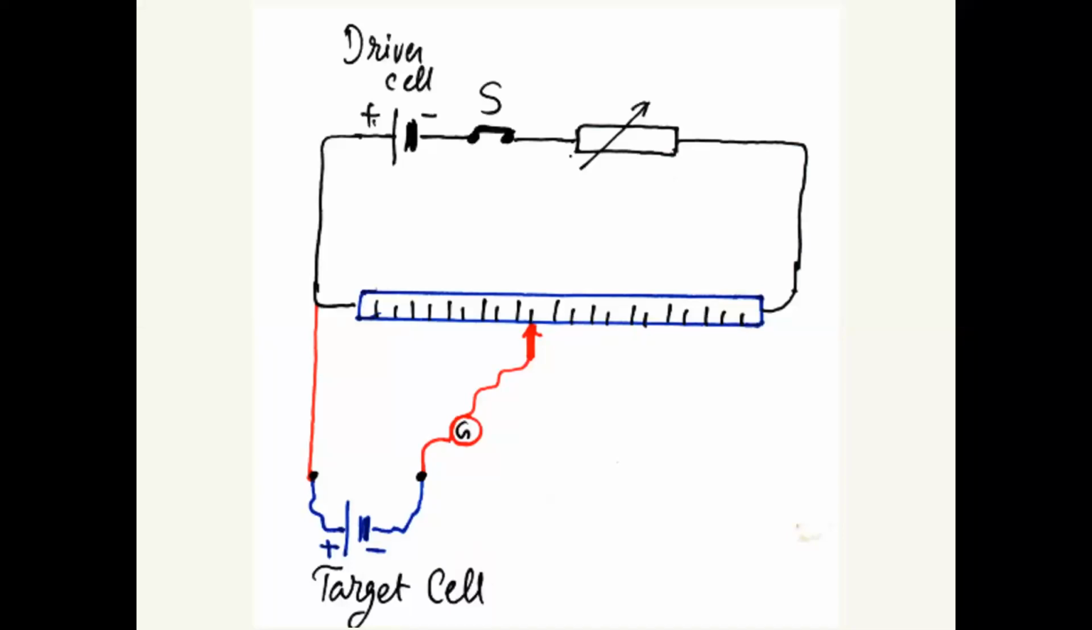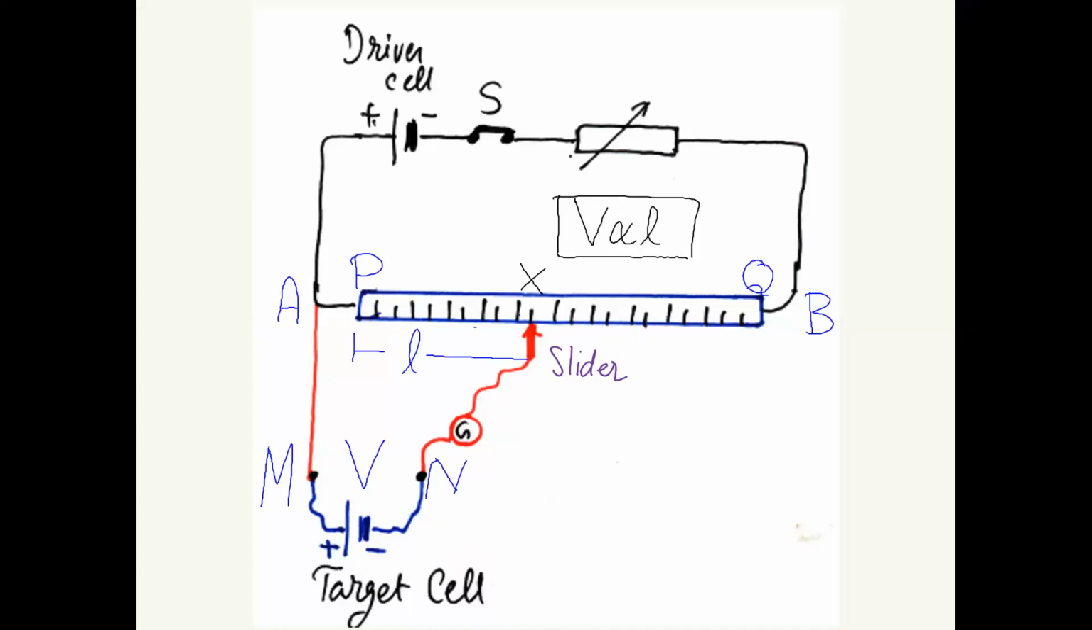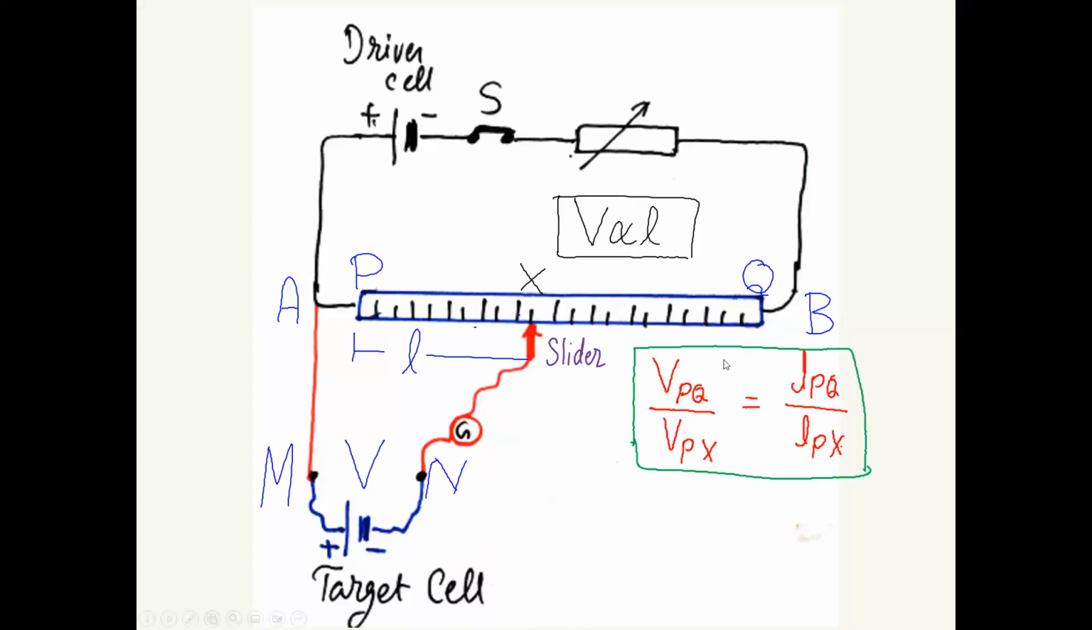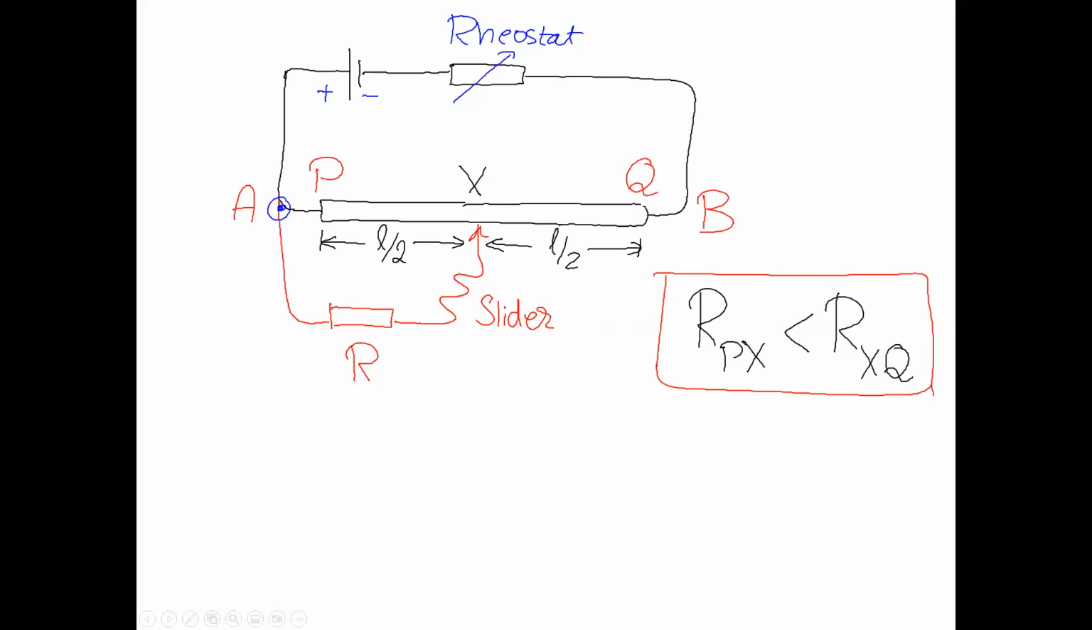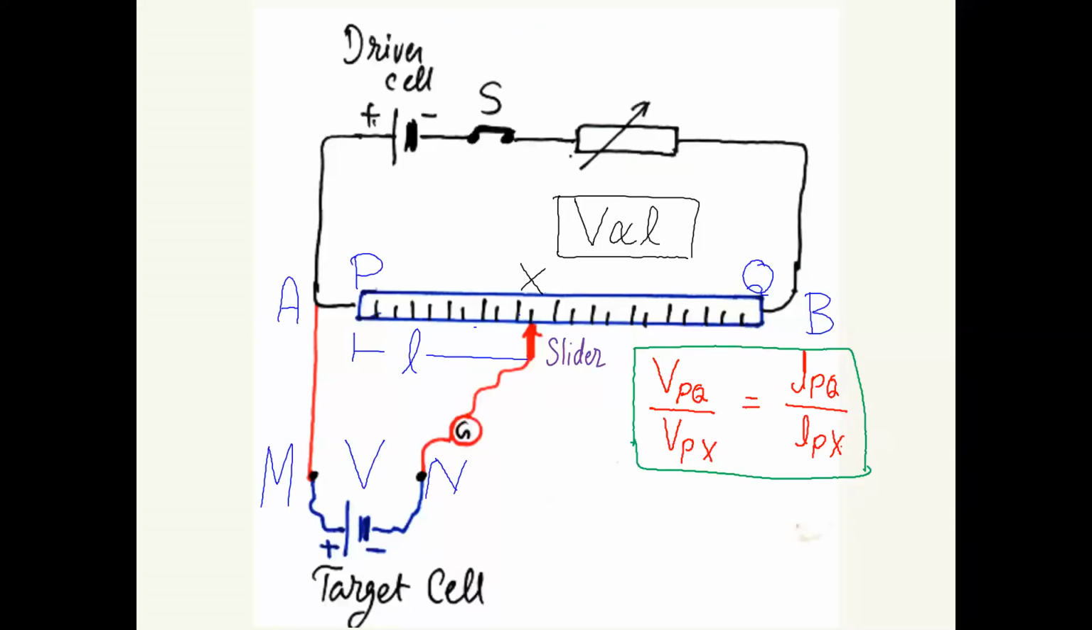So this is our potential divider. When the slider is moved forward and backward, the PD across the terminals MN will change. Our target is to get a position where the slider is moved and the galvanometer shows zero. So you have to look at this diagram. If this diagram is there, update it, and if it's not there, you have to copy this. I'm done copying, sir.